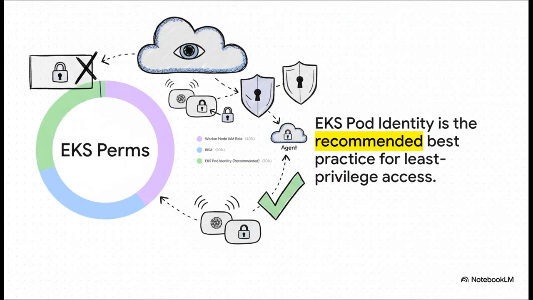Permissions in Kubernetes can be tricky, but you've got a few ways to handle it. The old way was to just give permissions to the whole worker node, but that's way too broad and not very secure. A much better way is something called IRSA, or IAM roles for service accounts. But today, the new hotness and the recommended best practice is EKS pod identity. It's a much cleaner way to give very specific, least privileged permissions only to the pods that need them. For security, that's exactly what you want.